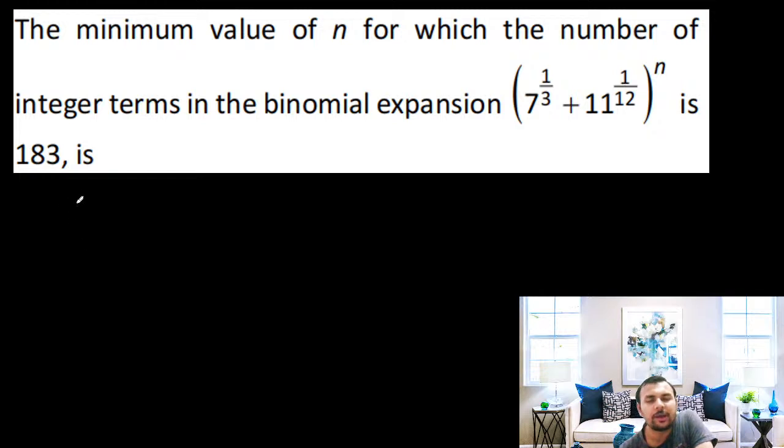So okay, we'll have r by 3, 7 to the power r by 3. This is 11, N minus r by 12. The integer term should come out to be 183.